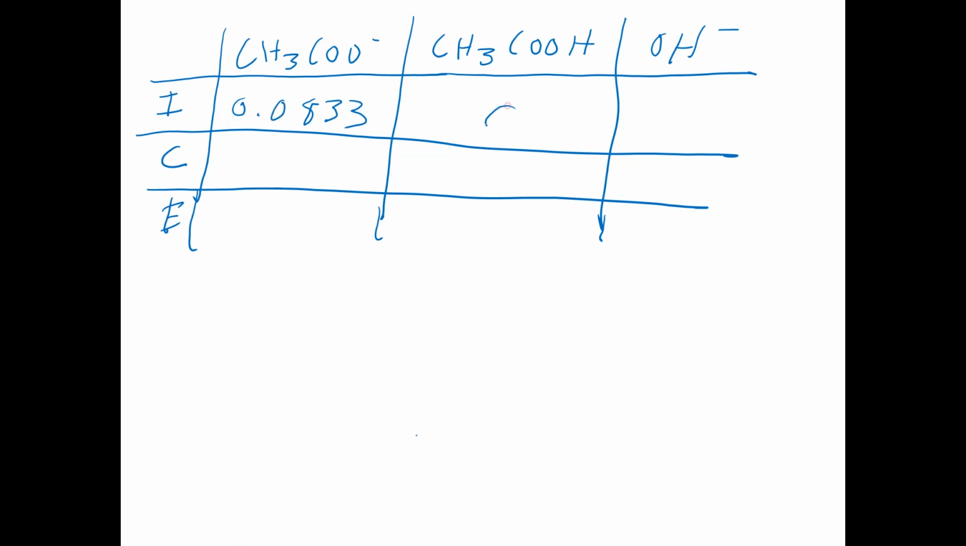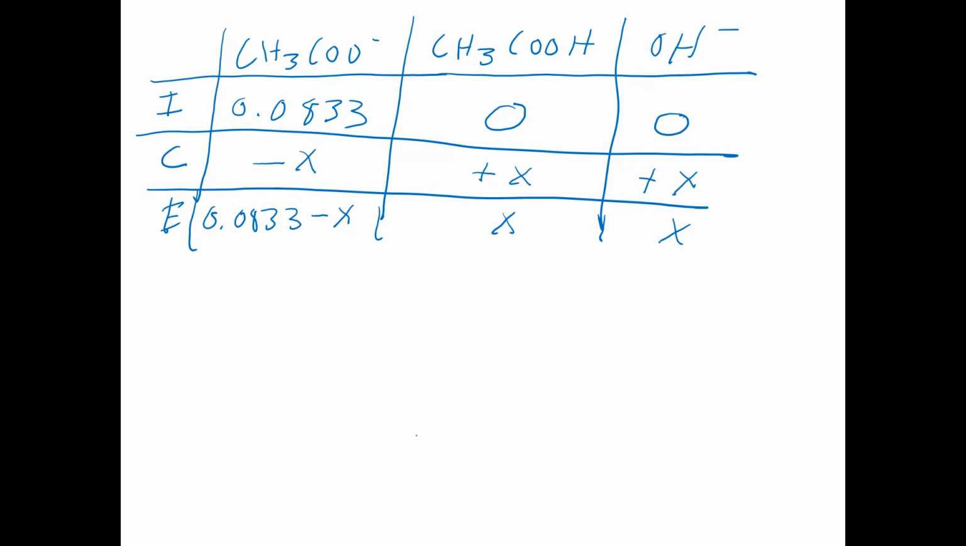And initially, we wouldn't have any acetic acid or any hydroxide. So over the course of this reaction, our acetate concentration is going to decrease, and our acetic acid and our hydroxide ions are going to increase. So we have 0.0833 minus X, and X for our hydroxide and our acetic acid concentrations.